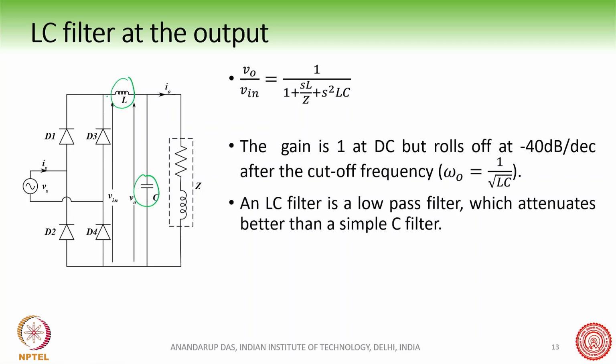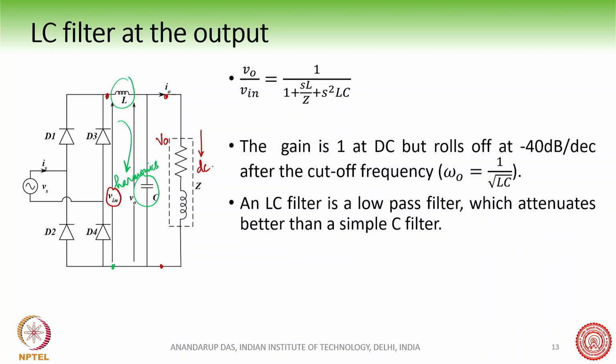So what is our aim? Remember that we want all the harmonics to go here, and all the DC component should go here. That is our aim, right? So we have put a filter here. This is the V in voltage, and here is the V out voltage. We want V0 to be a perfect DC. So all the harmonics should be blocked by the LC filter.